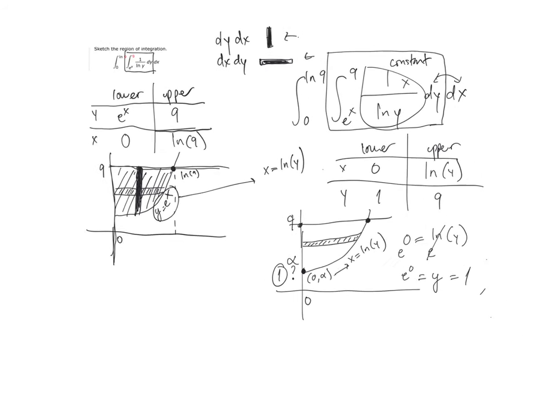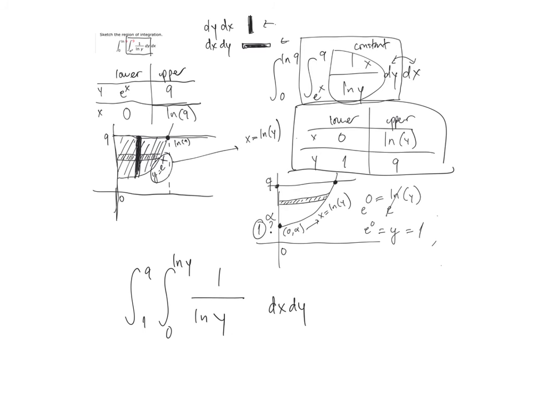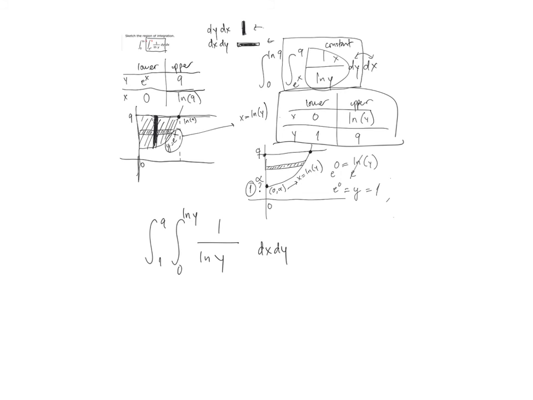All right, now you know everything. Now you have all the components right here. Now you can just flip it. You can just plug into your double integral with respect to dx dy. So dy is going to be first. So dy is going to be 1 to 9, and then 0 to natural log of y with 1 over natural log of y. Now it's pretty straightforward to solve. Now it's going to be very straightforward to solve this with respect to x.